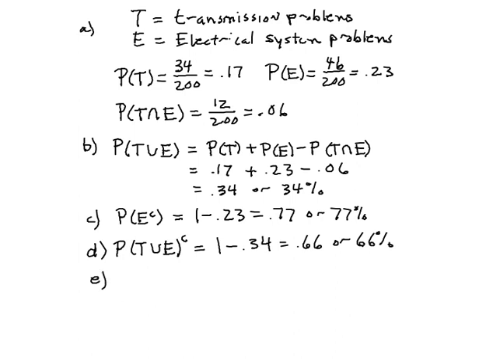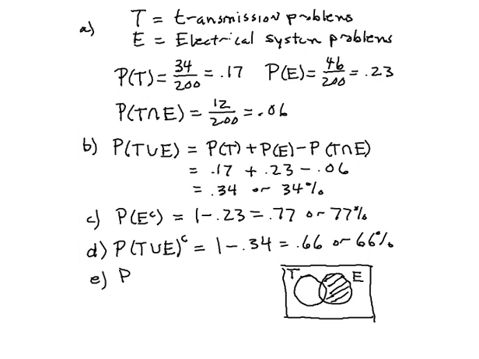E. What is the probability that the person will have trouble with the electrical system but not the transmission? Now there's no direct formula for that. I'm going to look at it from a Venn diagram approach. We have the sample space, and we have two sets in the sample space. We have the people who had trouble with the transmission, and we have people that had trouble with the electrical system. This is saying, what is the probability that the person will have trouble with the electrical but not the transmission? So really we're talking about people in this little subset here.